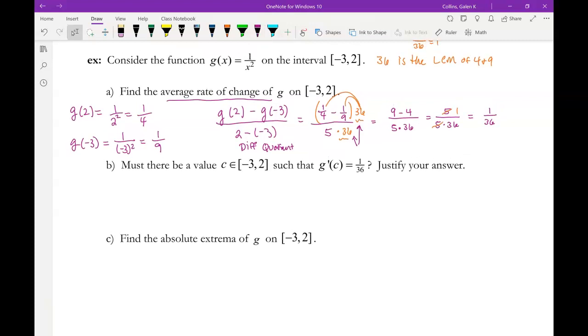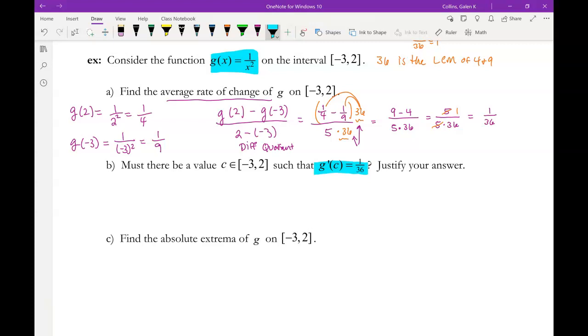So now in part B, must there be a value C on the closed interval from -3 to 2 such that G prime of C is 1 over 36? And so we know this is the mean value theorem that would guarantee this. I can guarantee a value of my derivative based on the average rate of change of my function. And I know that my function has an average rate of change of 1 over 36. So it's tempting to say yes.